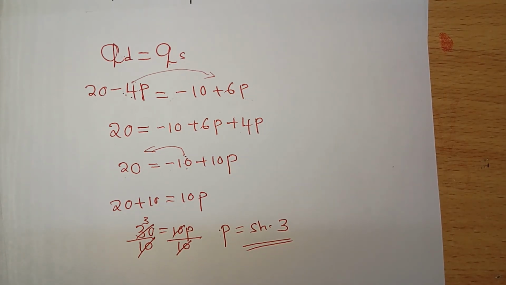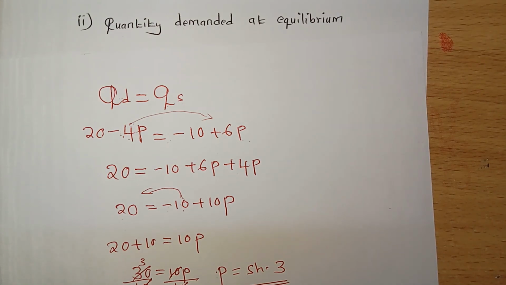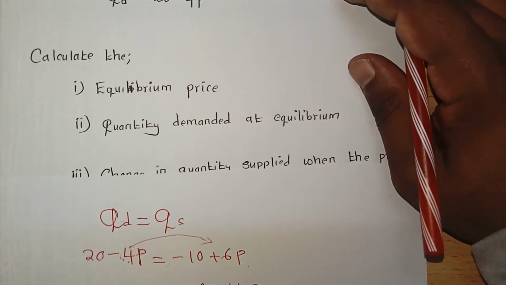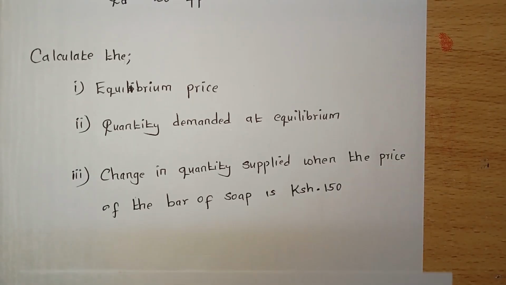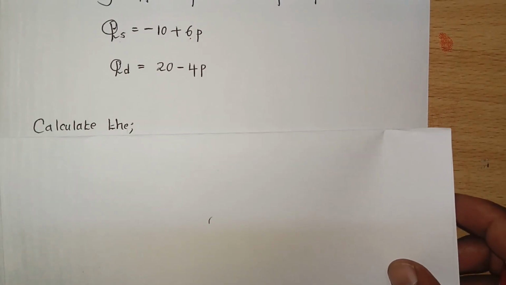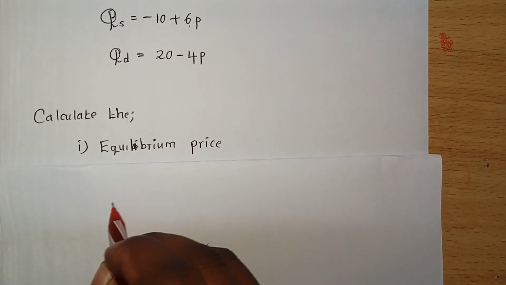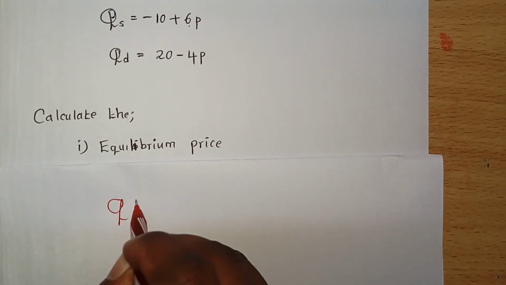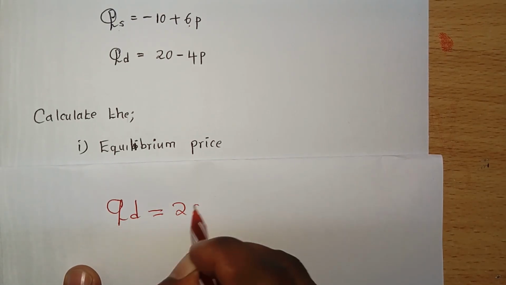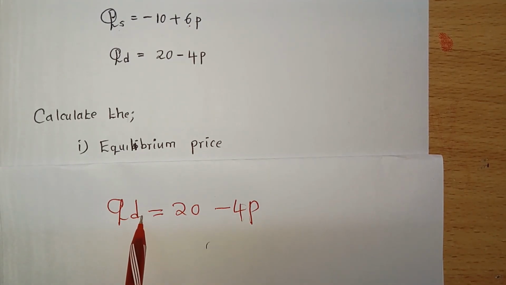That's how we find the equilibrium price. So part 2 of that question, we are asked to calculate the quantity demanded at equilibrium. So what you need to do, you are supposed to take the QD function. The QD function we have been given is QD equals 20 minus 4p. And you are asked to find this quantity demanded at equilibrium.